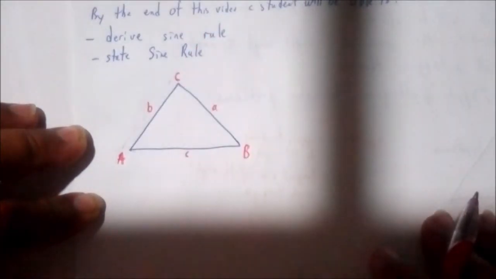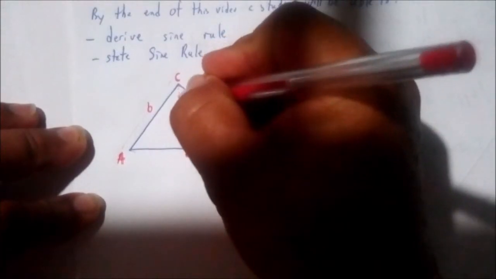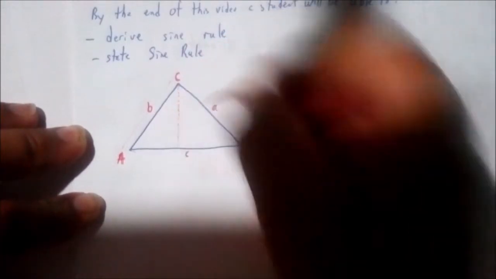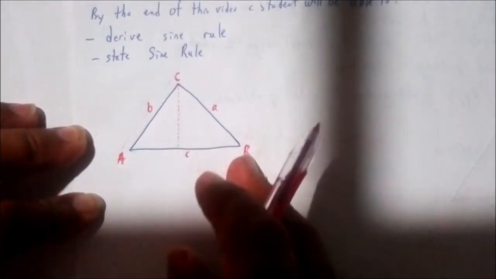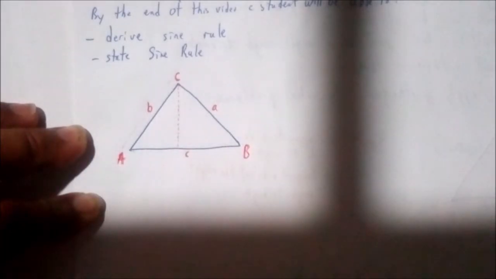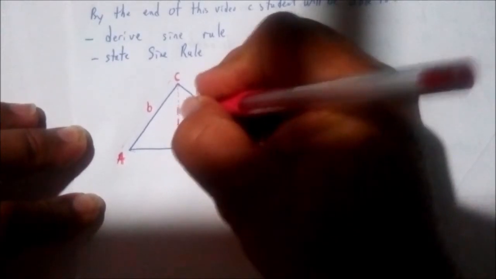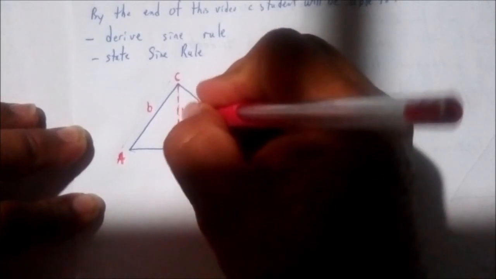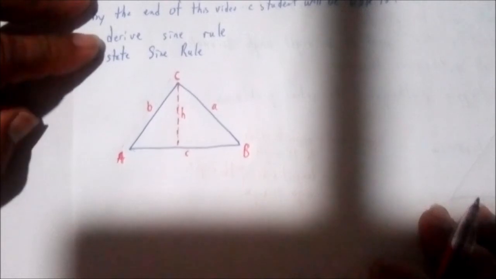Now I'm going to draw a height. This height does not necessarily need to be halfway. It is just a perpendicular to the side AB, or to one of the sides of the triangle. I'm going to call this the height. So let's start with deriving the sine rule.